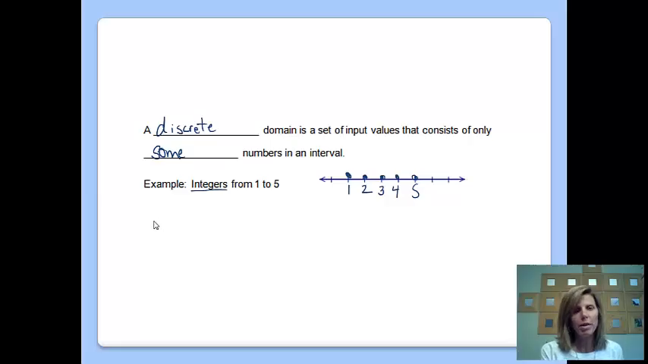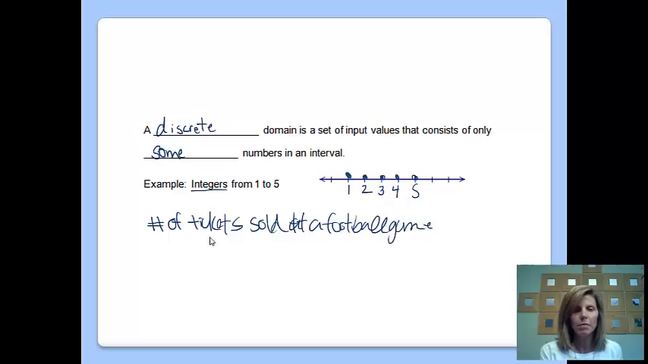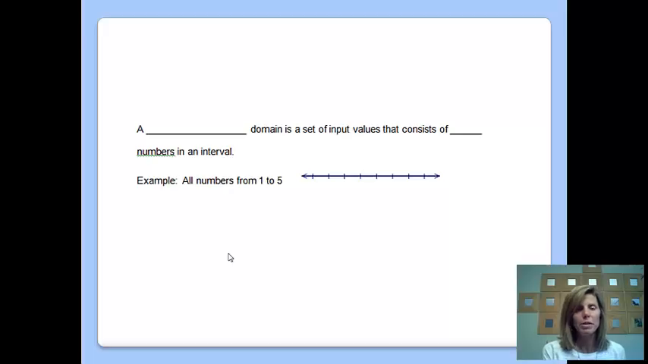A word example that would probably work is if you are thinking about the high school, thinking about the number of tickets sold at a football game. If you think about that, they could sell 500 tickets, 200 tickets, 250 tickets, 1,000 tickets, but they couldn't sell a half a ticket or a third of a ticket, so that would be a discrete domain because there are only some numbers in the interval that would be used, not the whole numbers or fractions.